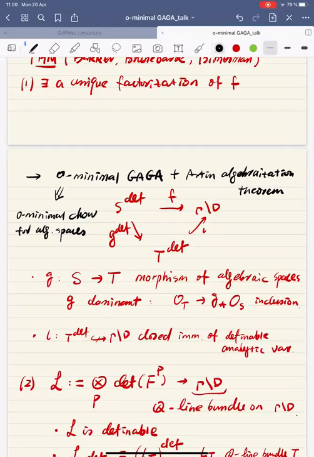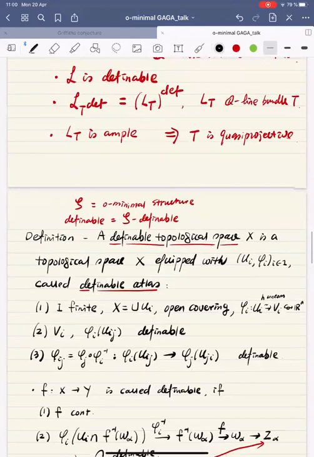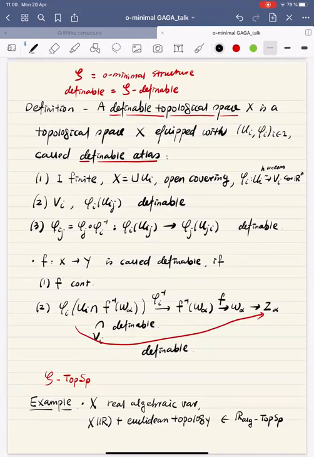So let me give you some ingredients of this. Let me first tell you what a definable analytic variety is. So I write down some definitions. We fix an O-minimal structure.